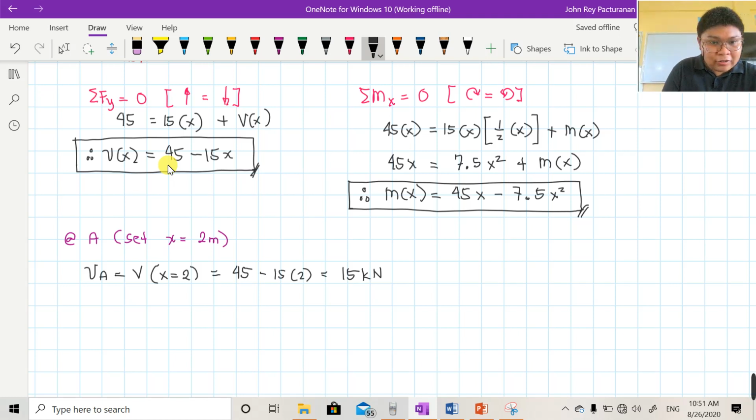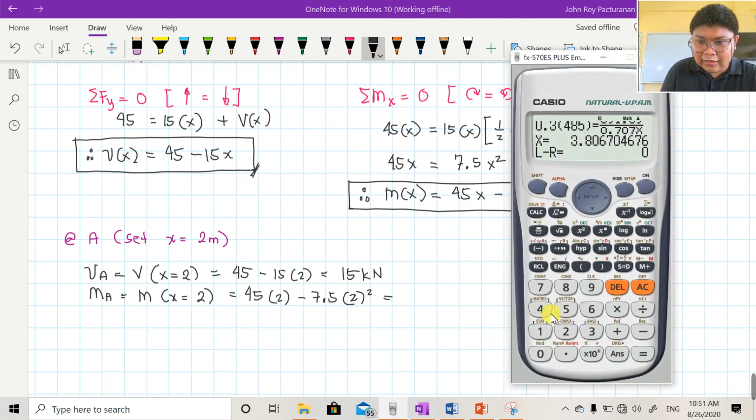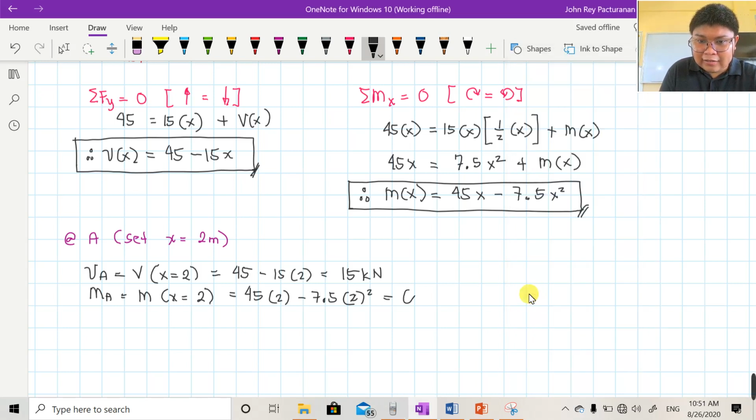So, that's all there is to it. On the other hand, to find the moment at A, just find the moment at x equals 2. So, therefore, you just substitute 2, class, into the moment function we derived. That will be equal to 45 times 2 minus 7.5 times 2 squared. So, our answer is 60 kilonewton meter.